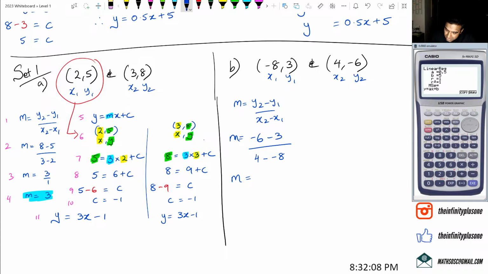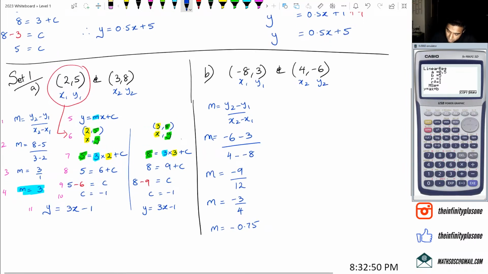So here we've got -6 minus 3, which equals -9, and then 4 take away -8 is going to be 12. So my gradient here is going to be -3/4. Unfortunately, we can't really do anything about this. That's just the gradient. If you want to work with decimals, you can. You can write this as -0.75. That also works. So that is our gradient, our slope right now. It's saying that the line is going down, at -0.75.